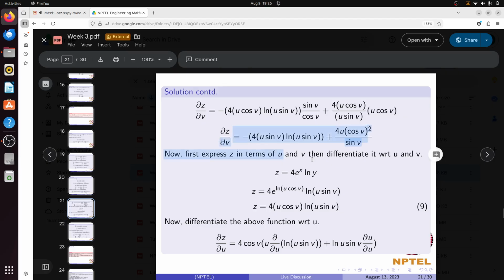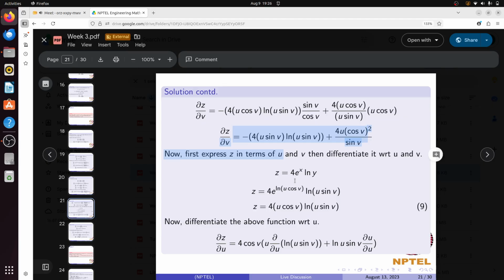First express z in terms of u and v, then differentiate with respect to u and v. So z equal to 4 e power x ln y, so 4 e power ln u cos v ln u sin v. So e and ln are actually two complementary functions. E power ln cancels each other, they are inverse operators actually. So 4u cos v ln u sin v.